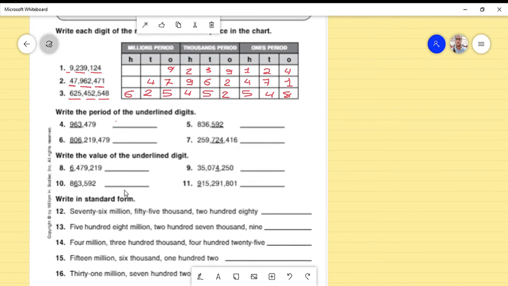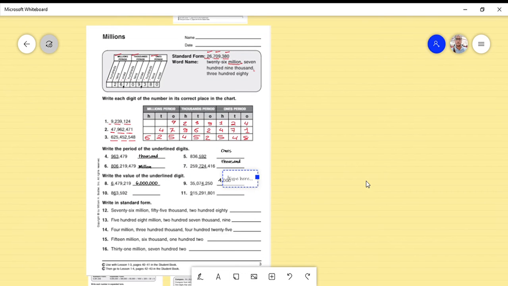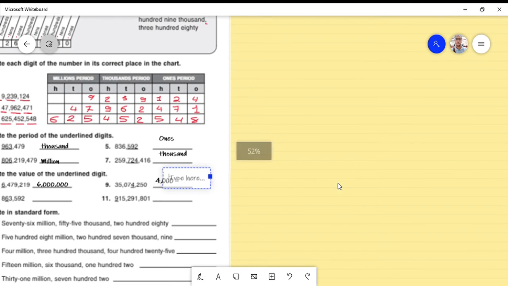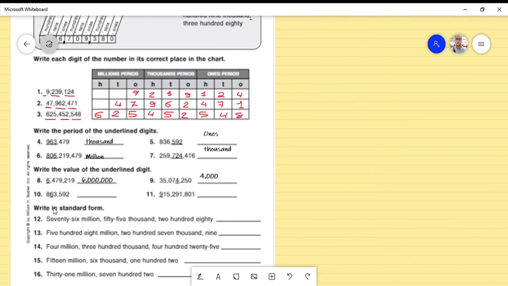Look here, number 10. 363,592. So what about the value here of 6? Here is ones, tens, hundreds, thousands, 10,000. So 6 in the 10,000 equals what? Equals 60,000. Okay, here is 60,000. Look at number 11.